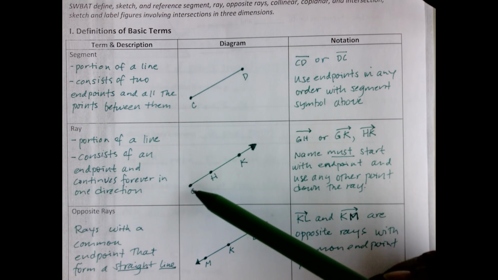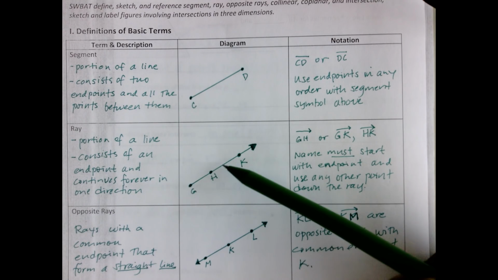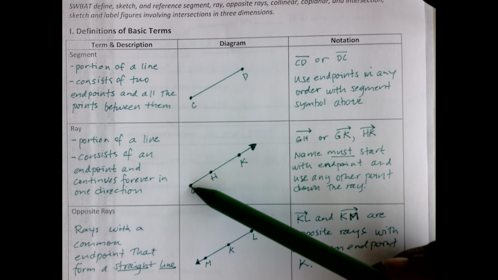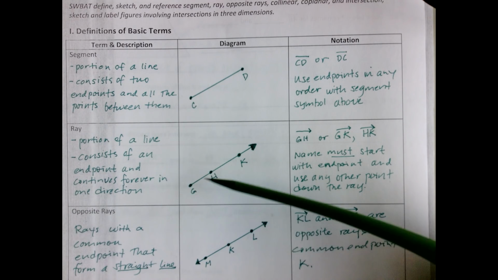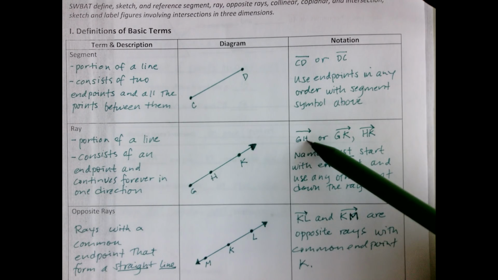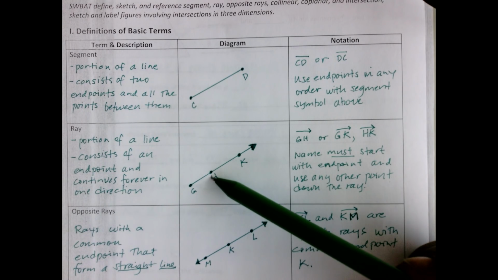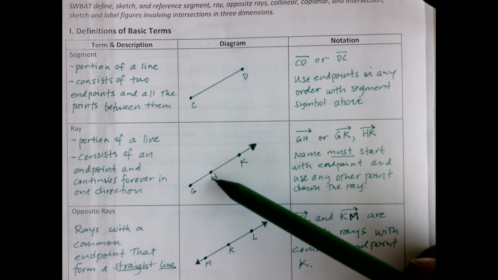We can name it by the start point, okay, and any other point on the ray. But remember, if we're starting here, then this letter would come second. We can also name it GH, and notice the little ray notation here. We can name it GH, you can name it GK, but you could also name this ray HK, okay?